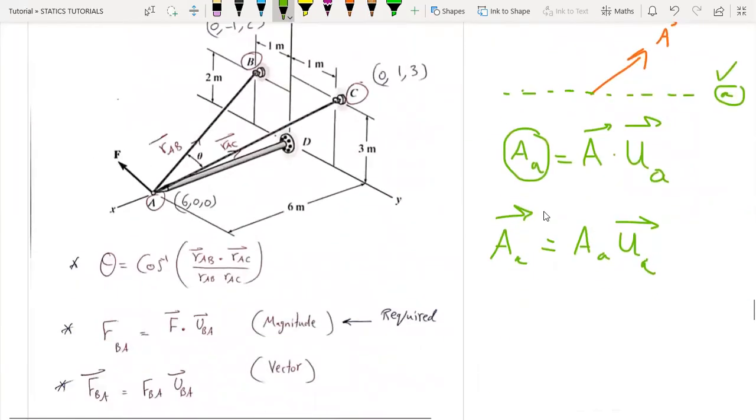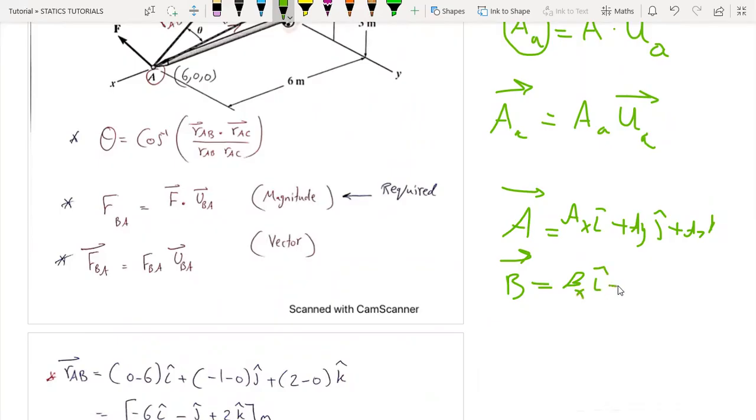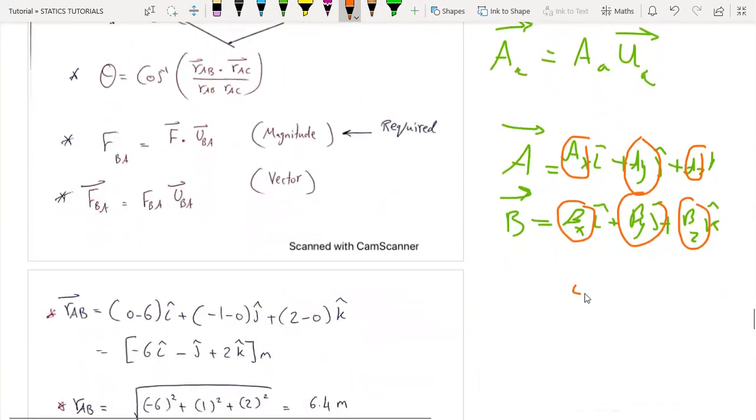Okay, and the dot product here, if we have the vector A equals AX i plus AY j plus AZ k, and the vector B equals BX i plus BY j plus BZ k, the dot product will be AX multiplied by BX plus AY multiplied by BY plus AZ multiplied by BZ.